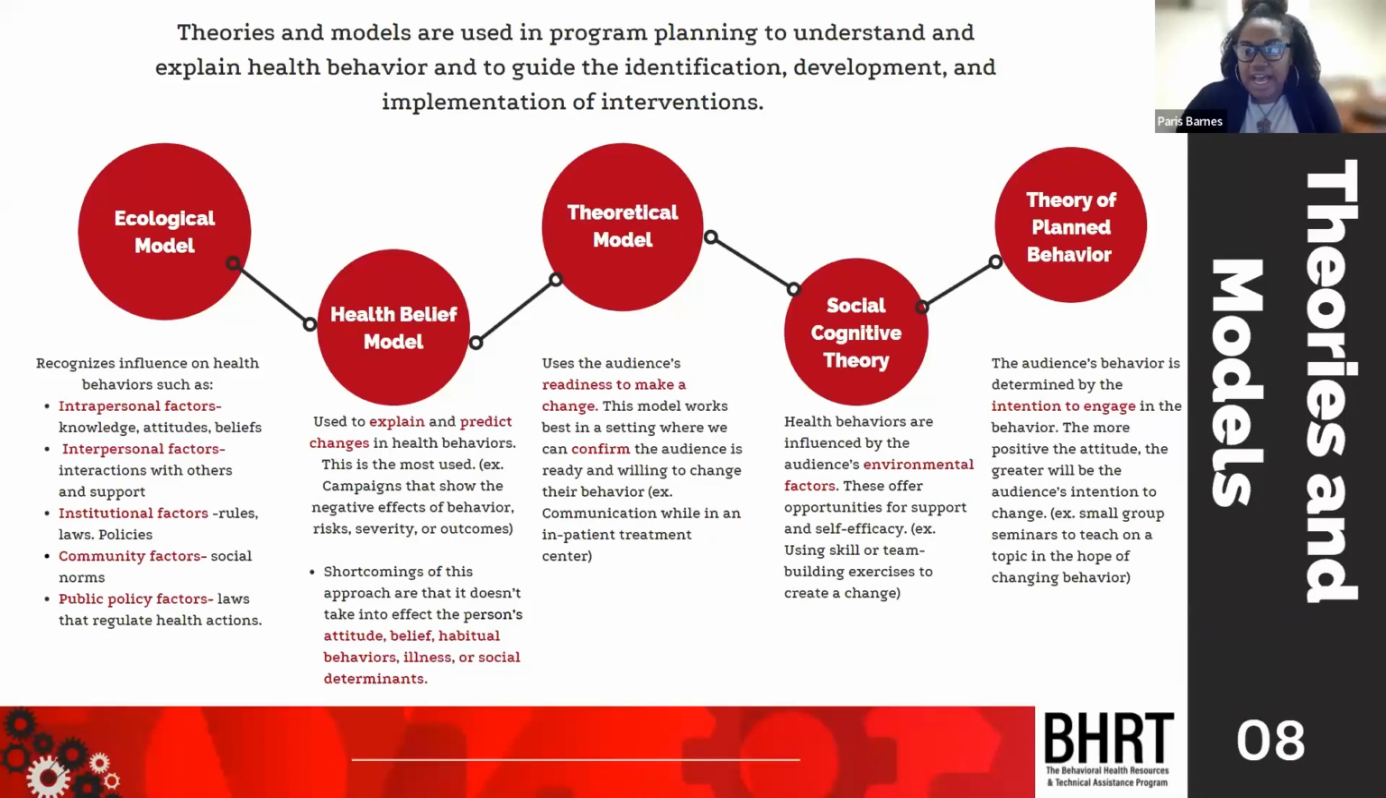Social cognitive theory relies on environmental factors for change through self-efficacy and support. So this is like through team building or exercises. In this method, people rely on people to make the change. And then the theory of planned behavior hopes that audiences have a will to engage in a new behavior. And this method works best in intimate settings. So this isn't a method that you may use for a large scale campaign, but if you were doing like a small focus group or a little seminar, this method works best for that group.